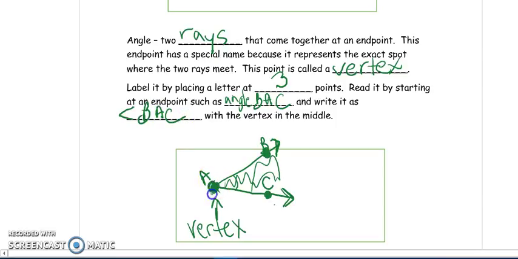The vertex is always in the middle. You could call it angle CAB if you wanted to. So it could also be angle CAB. This is supposed to look kind of like a less than sign a little bit, but not really, just a little tilted.